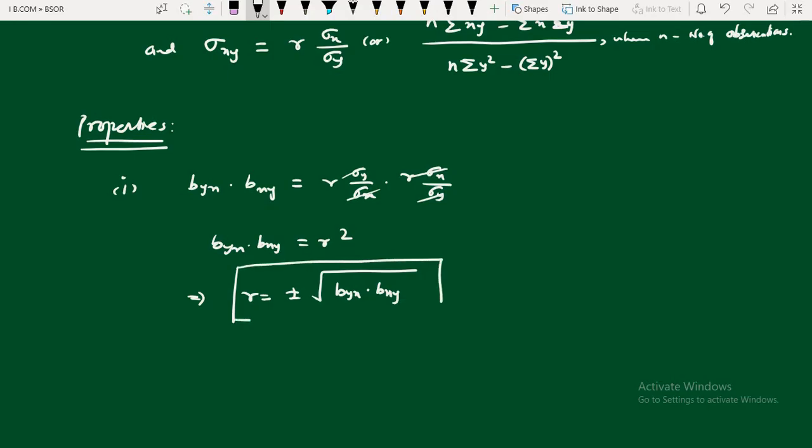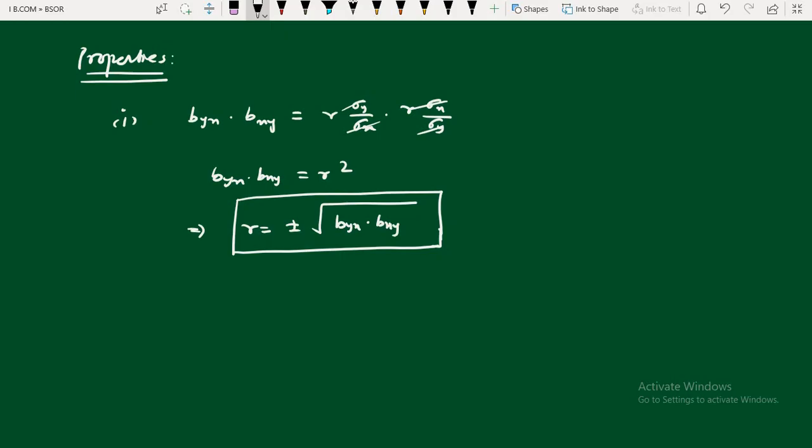So you can obtain the correlation using the regression coefficients. R is the correlation coefficient. dyx and dxy are called regression coefficients. So this is the relation between the correlation coefficient and the regression coefficients.